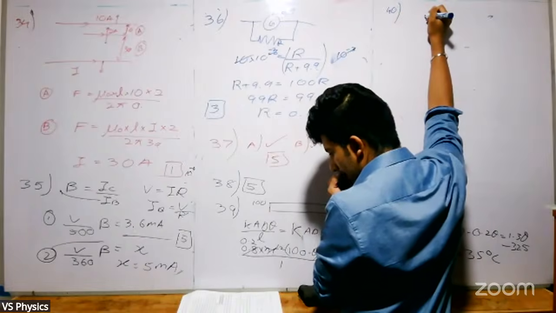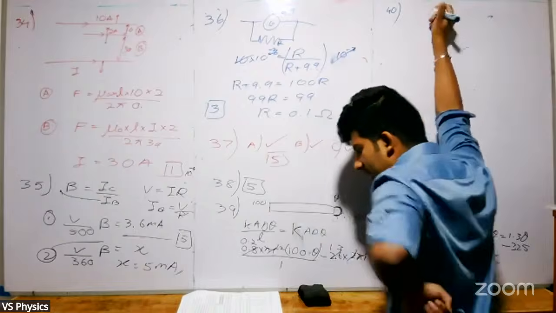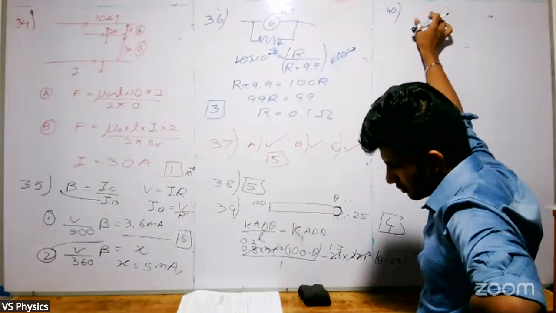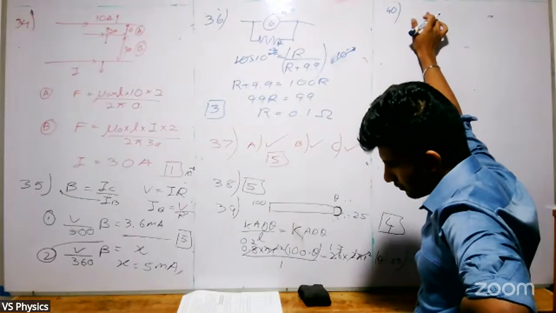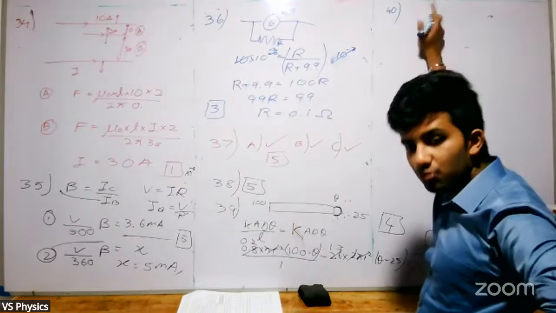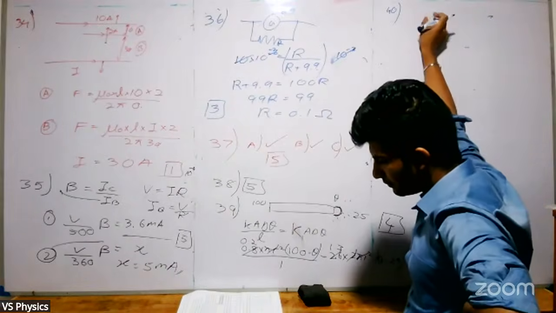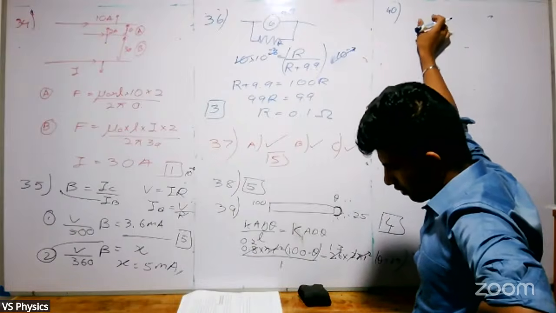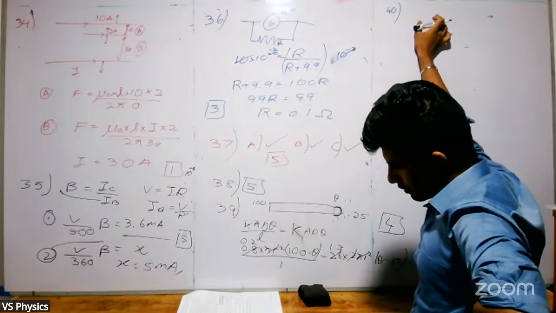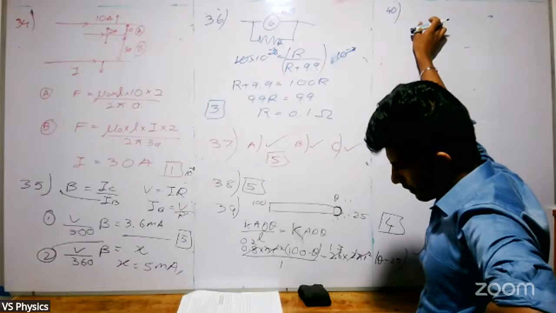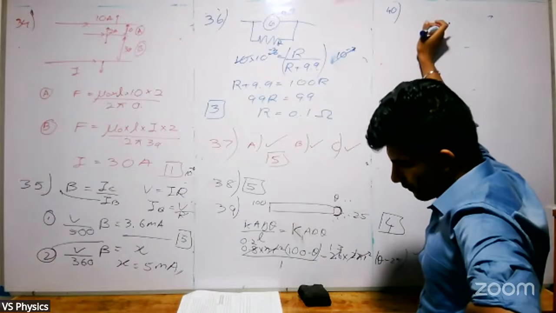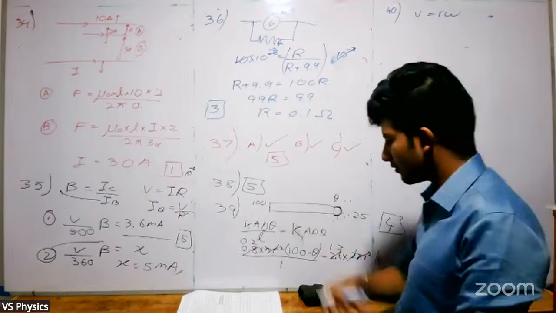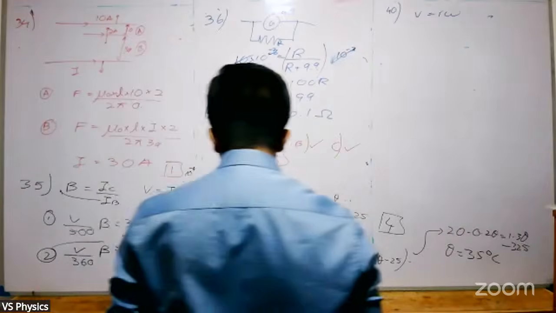We have a helicopter throwing sand. When the helicopter is moving in a circular direction, we can say V equals R omega.